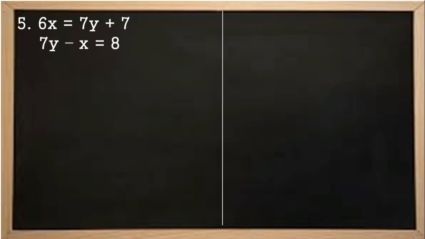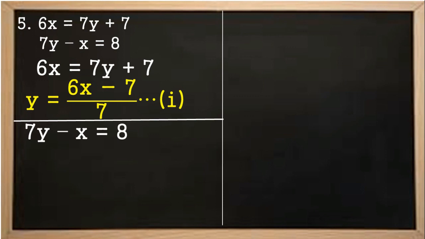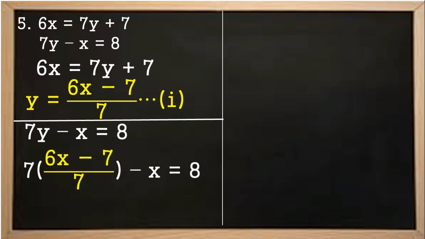The next question is 6x is equal to 7y plus 7, and the second equation is 7y minus x is equal to 8. Consider the first equation. Equated for y, its value is (6x minus 7) by 7. The first step is over. In the second step, consider the second equation. In the place of y, replace it as (6x minus 7) by 7.